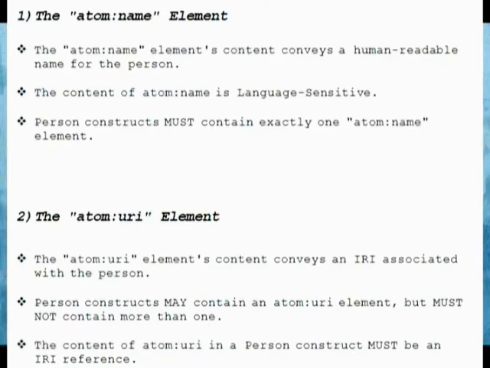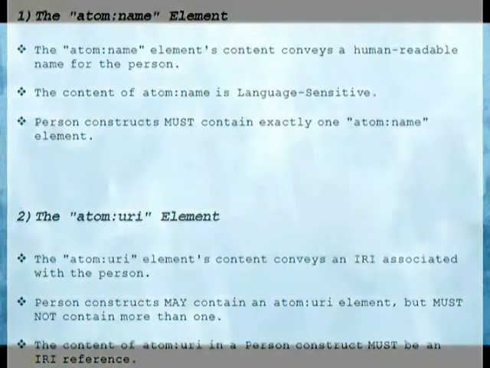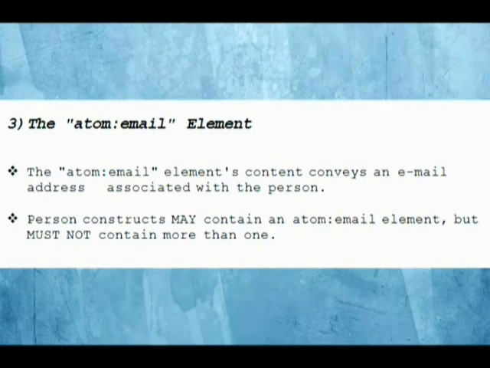The atom:name element. This element's content conveys a human-readable name for the person. The content of atom:name is language sensitive. Person constructs must contain exactly one atom:name element. The atom:uri element. This element's content conveys an IRI associated with the person. Person constructs may contain an atom:uri element, but must not contain more than one. The content of atom:uri in a person construct must be an IRI reference.